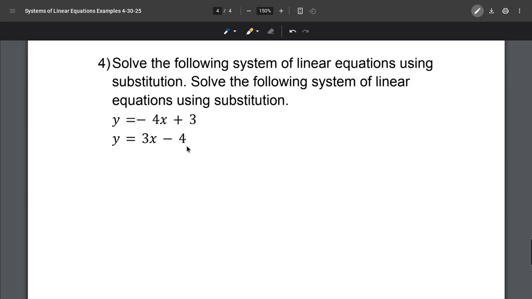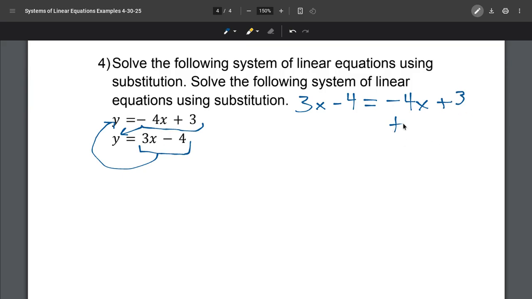Okay. All right, last one. So we've got y equals negative 4x plus 3 and y equals 3x minus 4. Again, I'm going to put y in here. I could have also taken this for each of these problems and put y in there. And it doesn't matter what side of the equation it's on. Okay, so we have 3x minus 4 equals negative 4x plus 3.